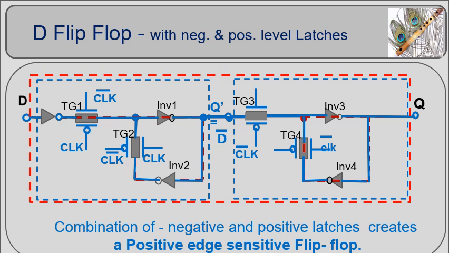A simple schematic of a pass-gate D flip-flop is shown in the figure. A D flip-flop is made up of two latches connected in a sequence. First, a negative level sensitive latch is connected in series with a positive level sensitive latch. This combination of latches creates a positive edge triggered flip-flop. This configuration ensures that the flip-flop captures input data Dn at the rising clock edge signal only.